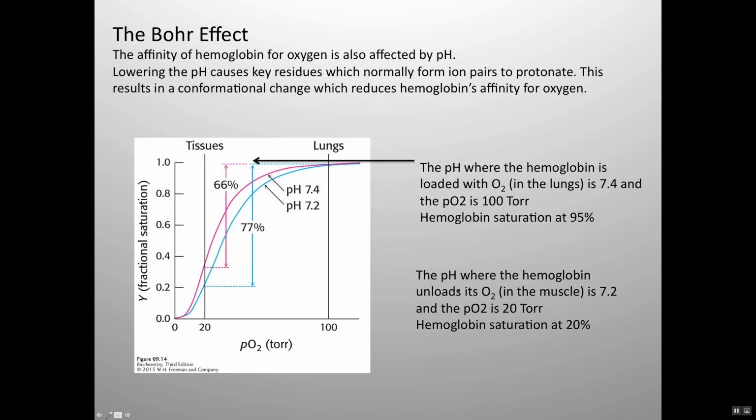Now in the muscle, the pH is a little bit lower. It's 7.2 now instead of 7.4. So you get this conformational change in the hemoglobin as the hemoglobin is transported out to the tissues. So it goes from the R state to the T state, and it unloads its oxygen.